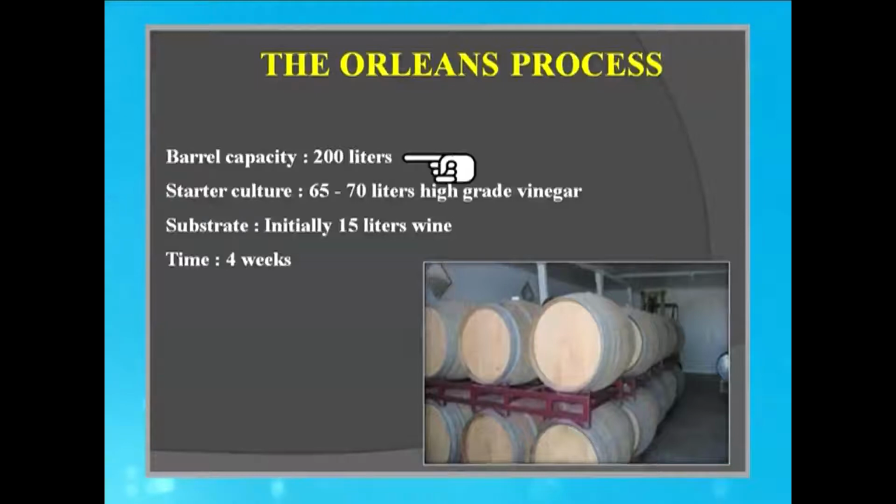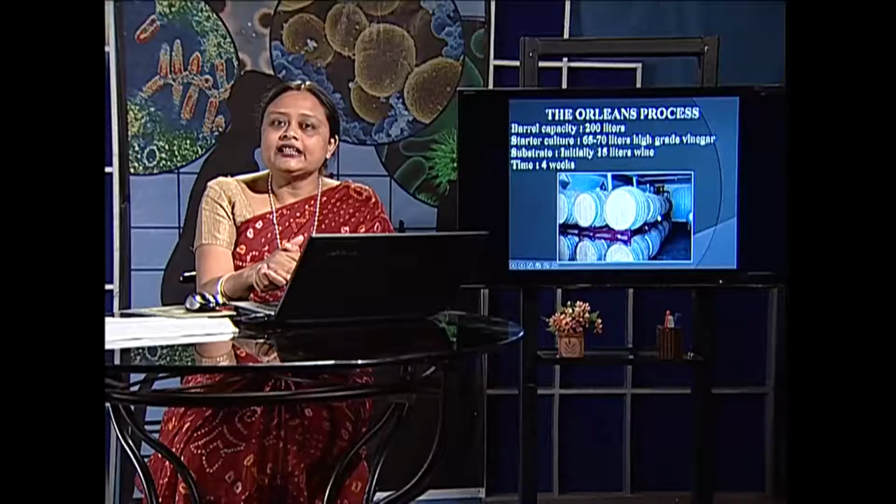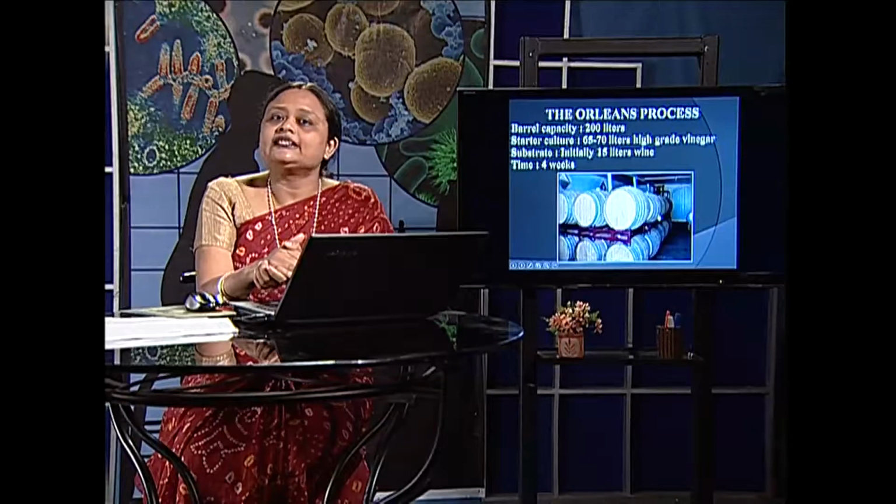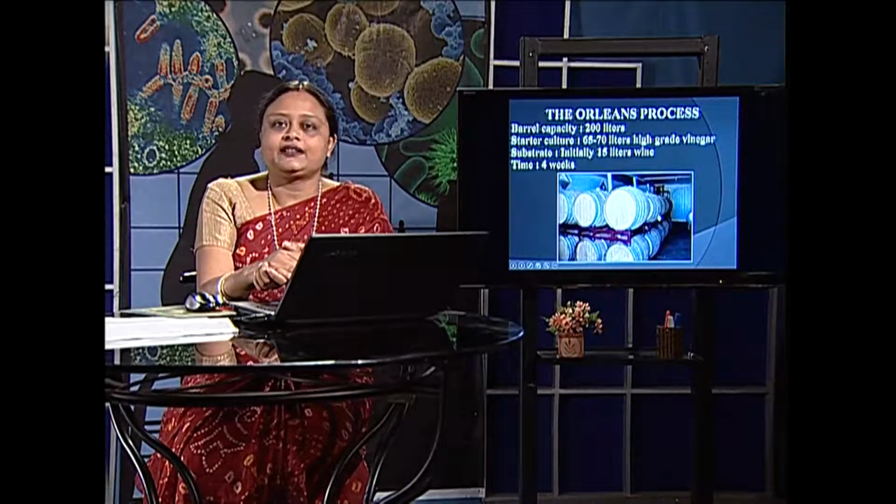The capacity was approximately 200 liters for each barrel, and the starter culture used was 65 to 70 liters of high grade vinegar. Now you will be asking why we are using vinegar as a starter culture here. It's very interesting to note that the earlier produced vinegar contains the Acetobacters required for the production of fresh vinegar. So this acts as the starter culture. Most often it is the mother vinegar.